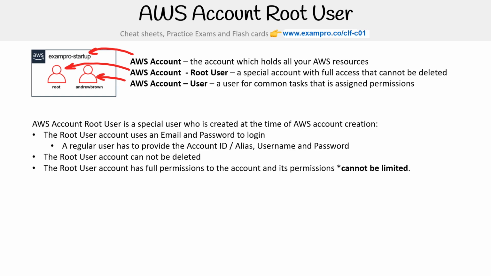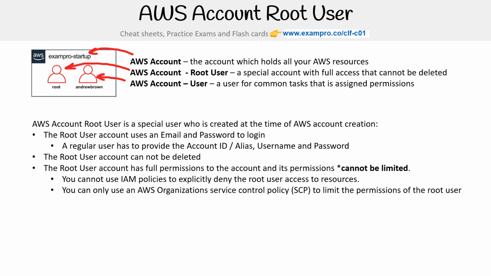And when we say it cannot be limited, we're saying that if you take an IAM policy to explicitly deny the root user access to resources, it's not something you can do. However, you can do it in the case of AWS Organizations with service control policies, because a service control policy applies to a bunch of accounts, so it's one level above, and so that is a way of limiting root users. But generally, you can't limit them within their own account. There can only be one root user per AWS account.